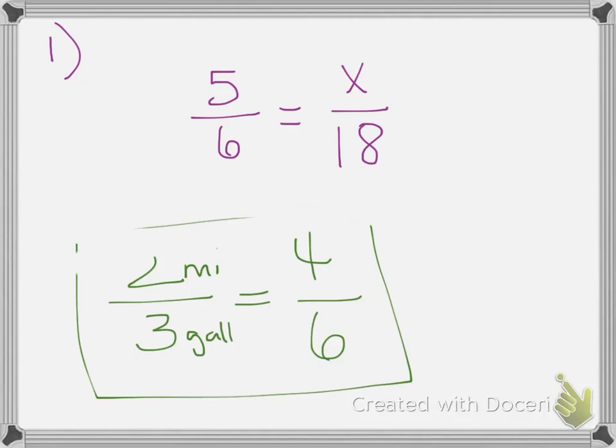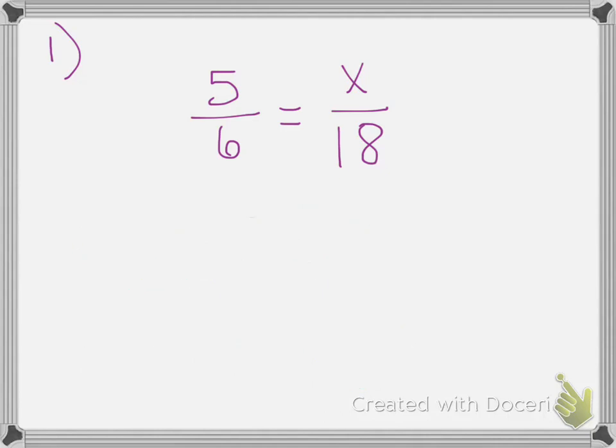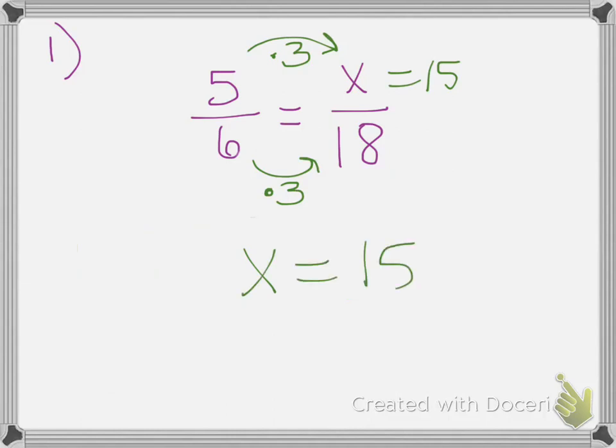Okay, so how do you solve a proportion? To solve a proportion, it's just like finding equivalent fractions. So right now you look at your denominators and you know that you can multiply 6 by 3 to get 18. And if you do that on the bottom, you have to do that on the top. You always want to multiply or divide by the same exact number on the top and bottom. So we know up here that 5 times 3 equals 15. So the answer to our proportion, we just solved it, is x equals 15.